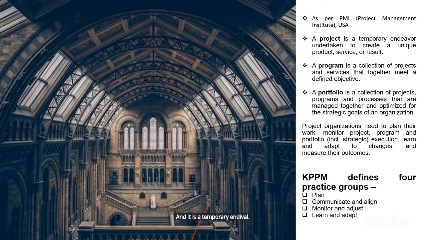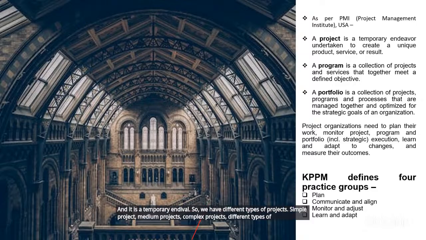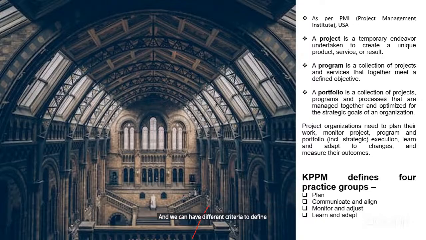So we have different types of projects: simple projects, medium projects, complex projects. And we can have different criteria to define them. Then what is a program? A program is a collection of projects and services that together meet a defined objective. So a program may have a separate objective, and it may see what we have to do and how we have to define. So that is a program.